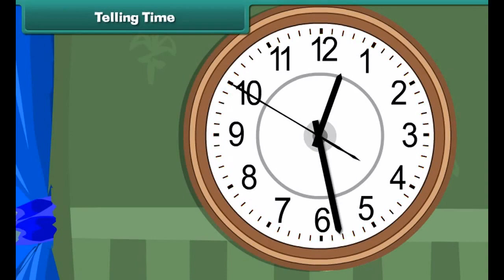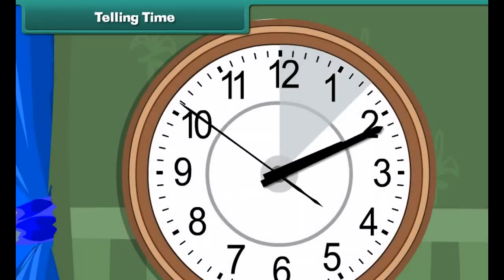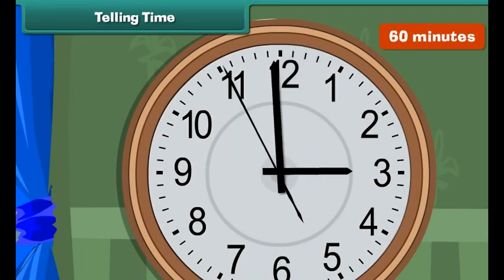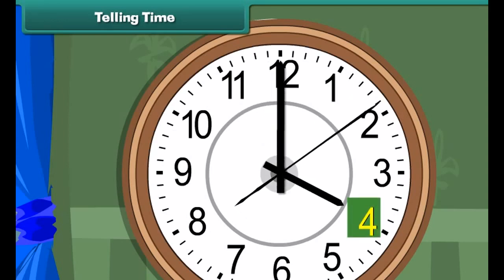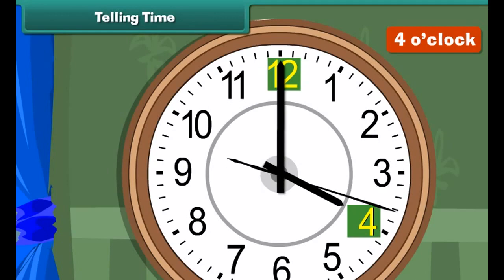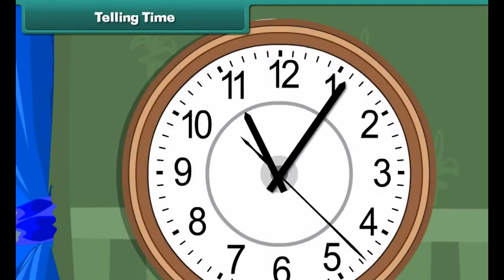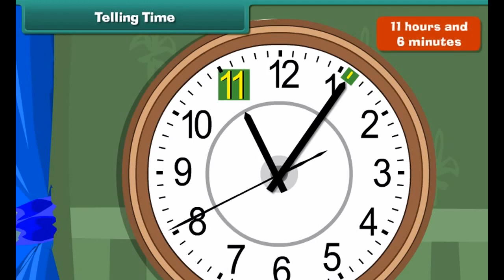The total number of such equal divisions in the clock is 60. Each division represents a minute. 1 full circle through the clock covers 60 minutes, that is 1 hour. Look at this clock. The hour hand is at 4 and the minute hand is at 12. So the time is 4 o'clock. Now look at this clock. The hour hand is at 11 and the minute hand is at the 6th division from 12. So the time is 11 hours and 6 minutes.